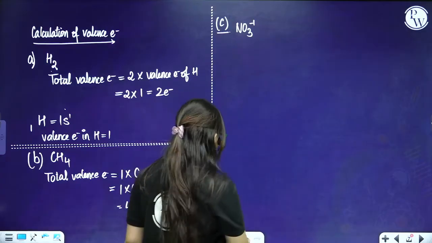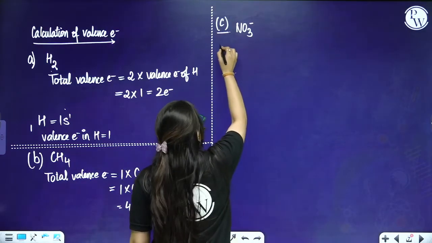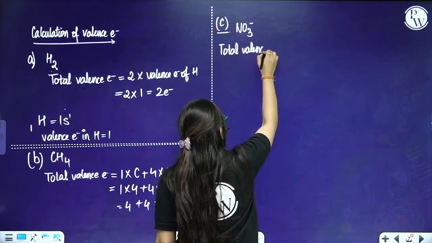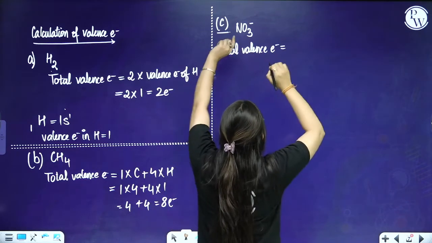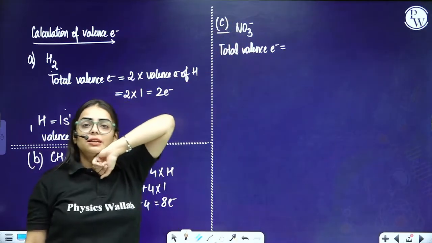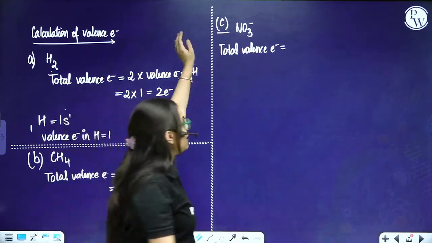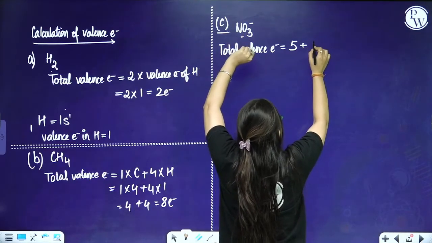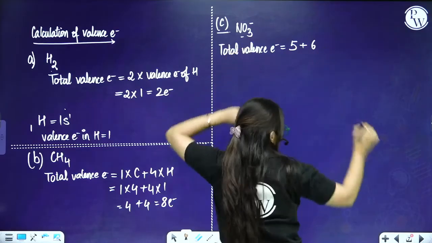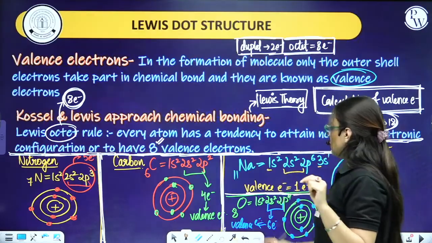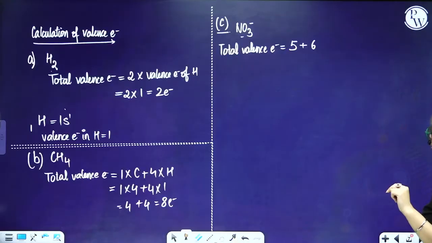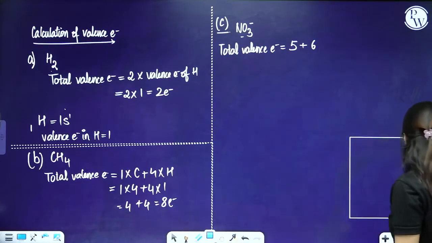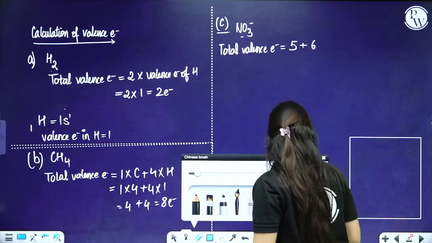NO3 negative or NO3 minus 1 it would be written. Now see. Total valence electrons I am talking about. It is equivalent to how many electrons are seen in the case of nitrogen. Now only we have calculated 5 valence electrons. Plus for oxygen, how many it will be? For oxygen we have not calculated. I will calculate it over here only. Calculating for oxygen atom, okay?